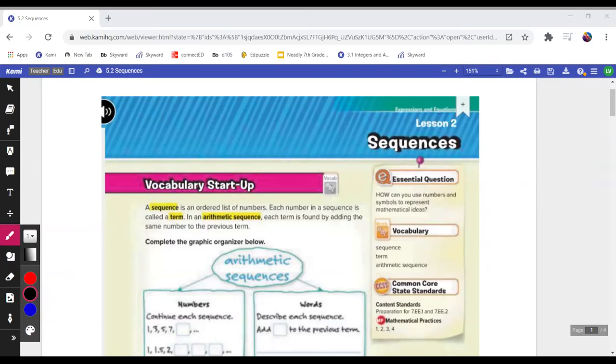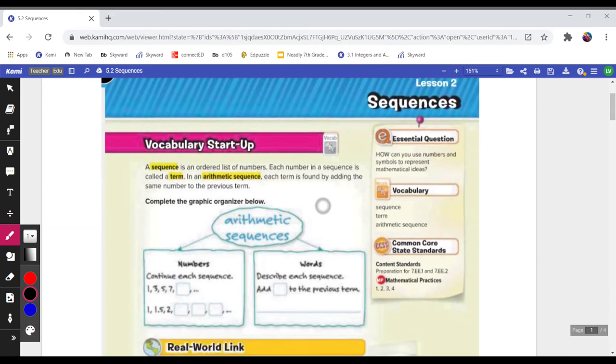Chapter 5, Lesson 2, Sequences. Vocabulary Startup. A sequence is an ordered list of numbers. Each number in a sequence is called a term. In an arithmetic sequence, each term is found by adding the same number to the previous term.